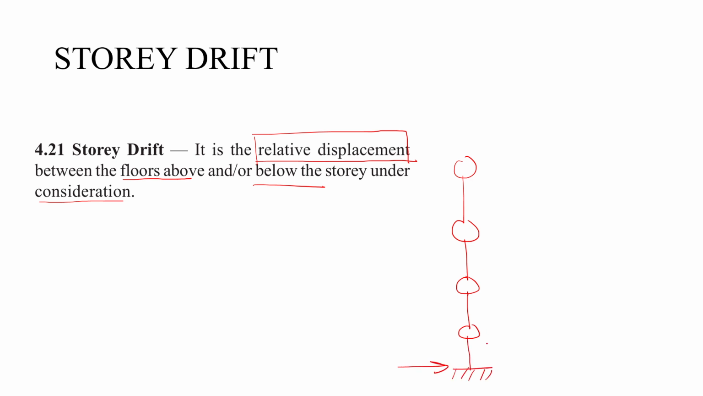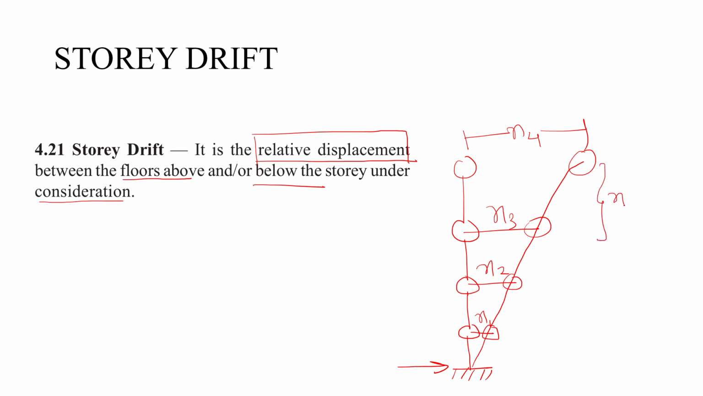During an earthquake this structure moves like this, say this gets displaced by x4, this gets displaced by x3, this by x2, and this by x1 mm. So story drift means the relative displacement, say x4 minus x3, then x3 minus x2, or here x2 minus x1. It is the relative displacement.